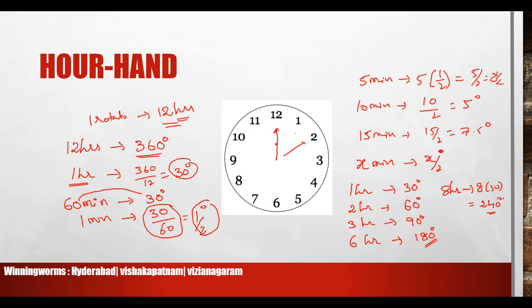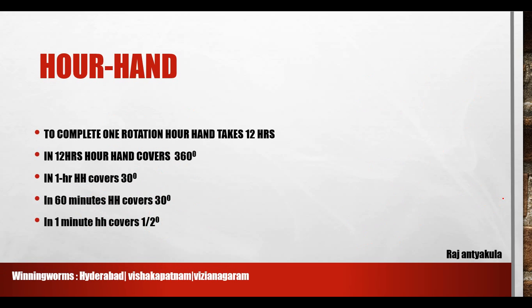See here, in a nutshell, to complete one rotation, our hand takes 12 hours. It means in 12 hours, it will cover 360 degrees. That is what is given here. In 1 hour, it will cover 30 degrees. How are we getting the 30 degrees? 360 by 12. Now, in 60 minutes, our hand covers 30 degrees, because 1 hour is nothing but 60 minutes. So that is what we are writing here.